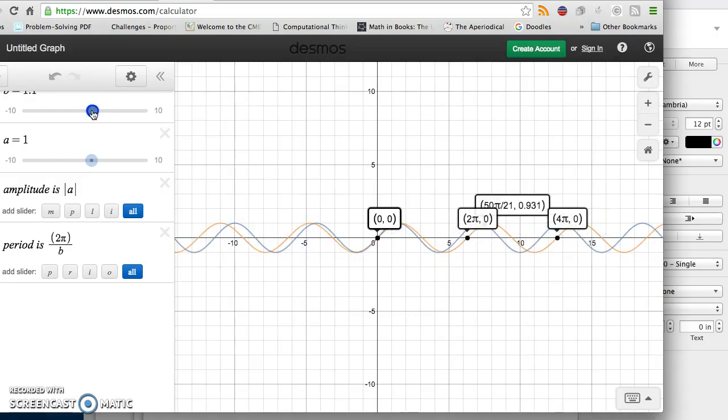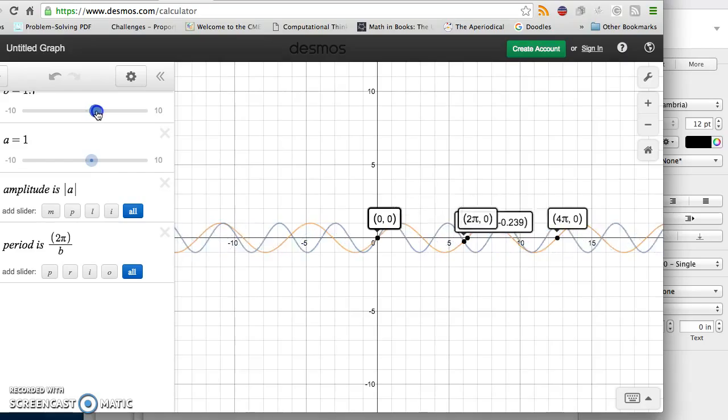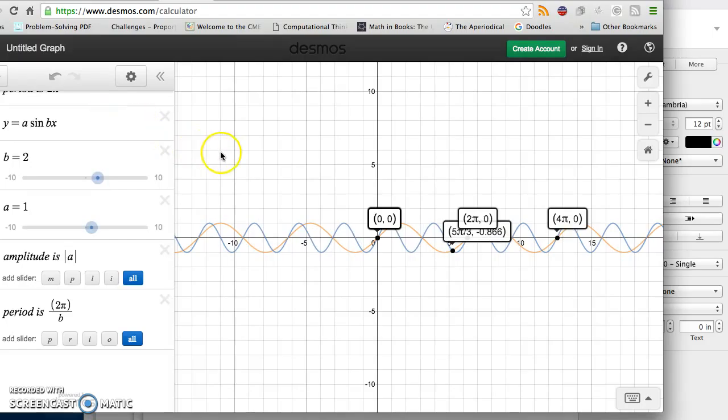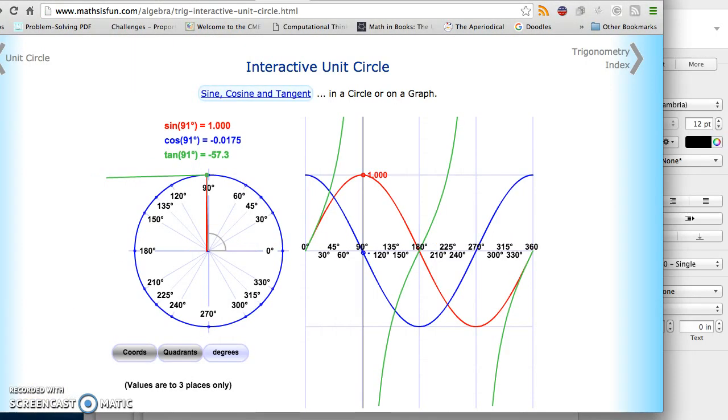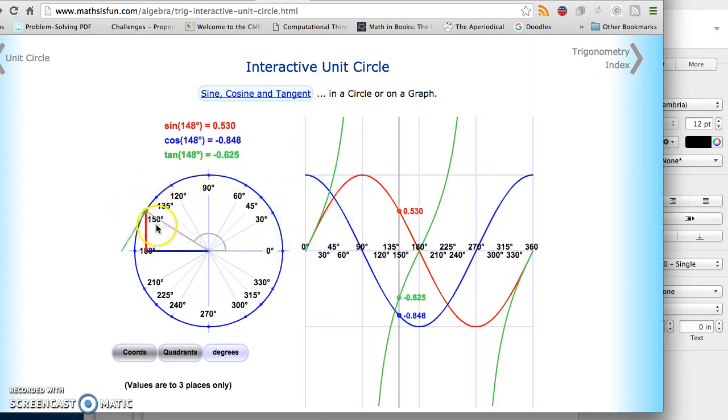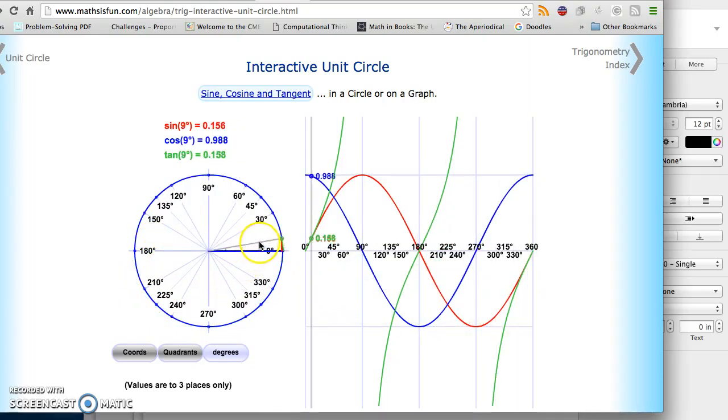So that's all sine, but it's worth reviewing because the cosine graph is very similar. Again, I'm going to go back to this Math is Fun interactive unit circle to explain it. When we were talking about sine, we focused on red. Now when we talk about cosine, we're going to focus on blue, so we'll try to ignore red and focus on blue.